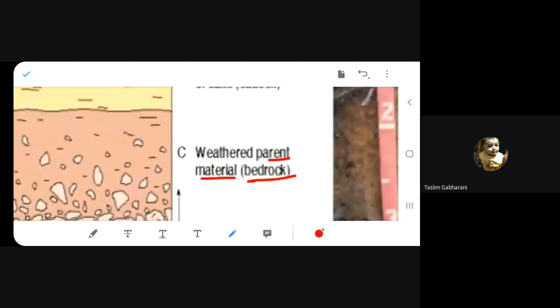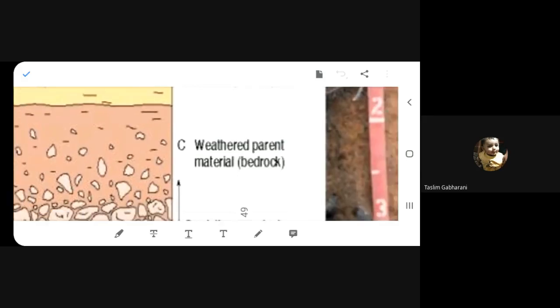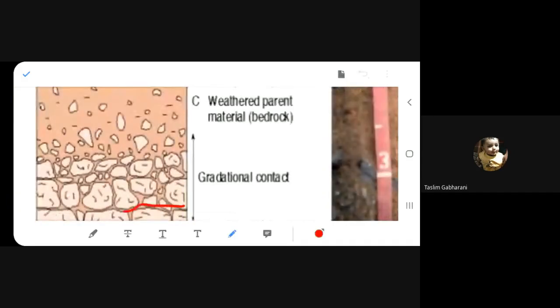And imagine, just imagine over here, these are huge rocks piled on top of one another and they are being weathered. Can you see this? See the small pieces. So the big rock pieces are breaking down into small pieces and that is called weathered parent material. Do you understand?